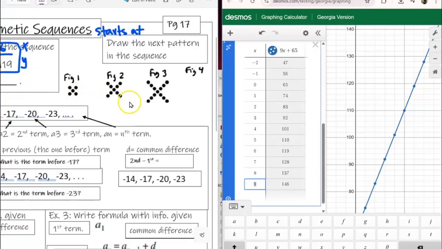Now that you've done that, I want you to intuitively do this. What that means is this is figure 1, this is figure 2, this is figure 3. Please draw figure 4. And then right here, so I can come and check, write down the number of dots that are in figure 4.